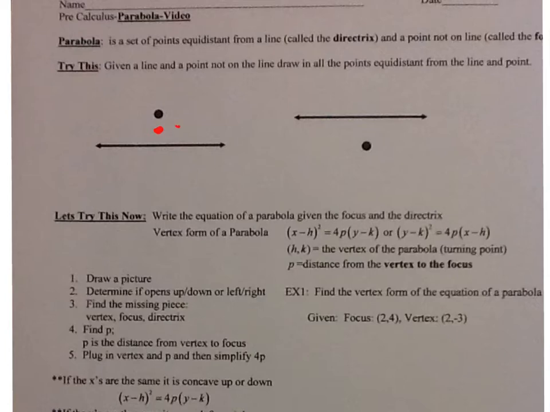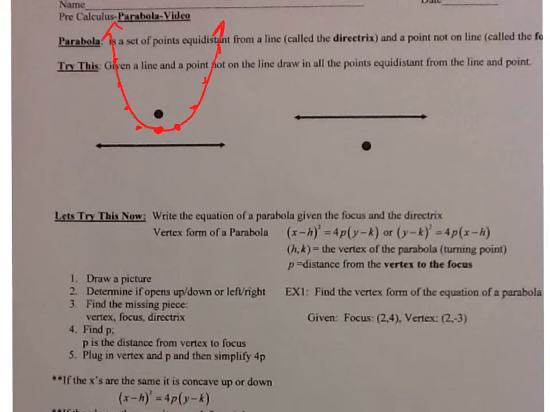There's this point right here and this point on the other side, which would have the same distance from here to here as it is from here to here. And same thing from here to here as it is from here to here. And then there would be this point here and this one and so on. So that's how we get our parabola.